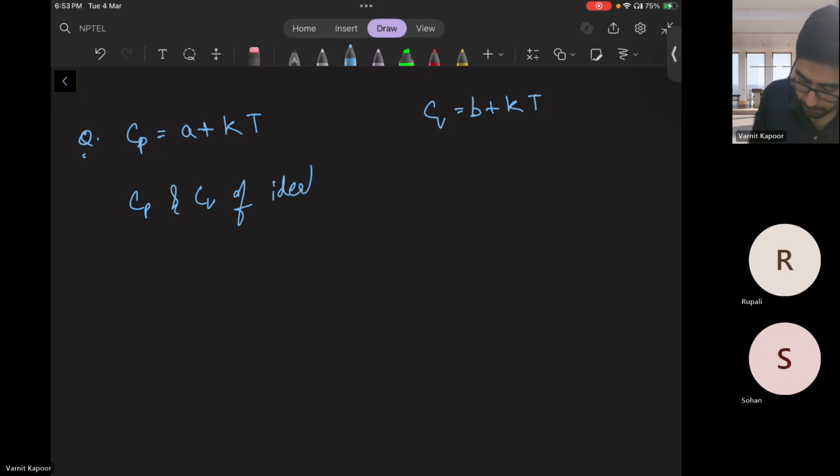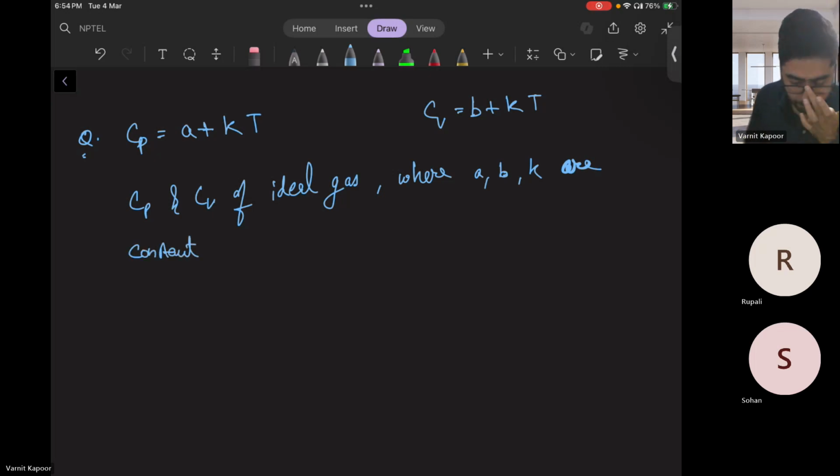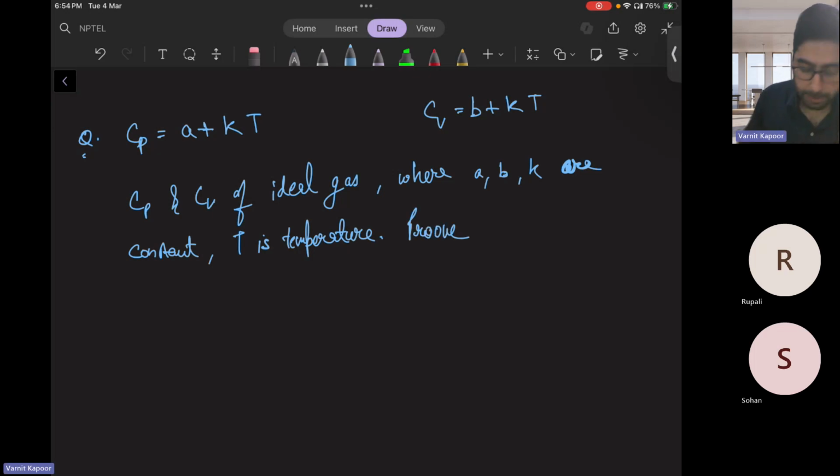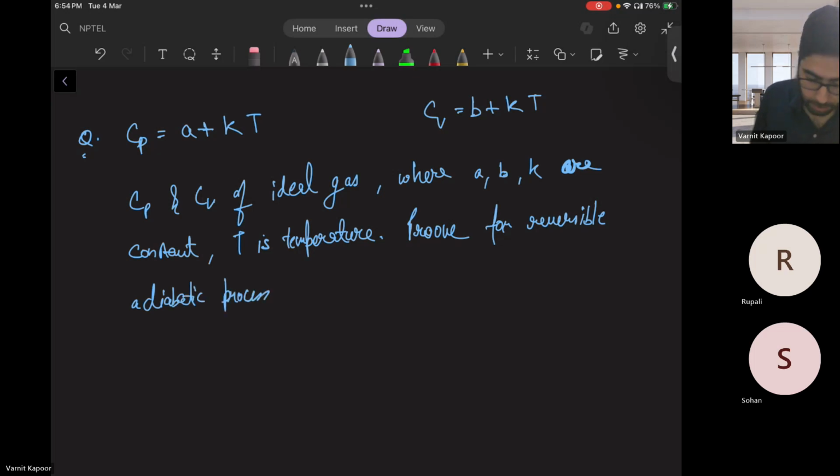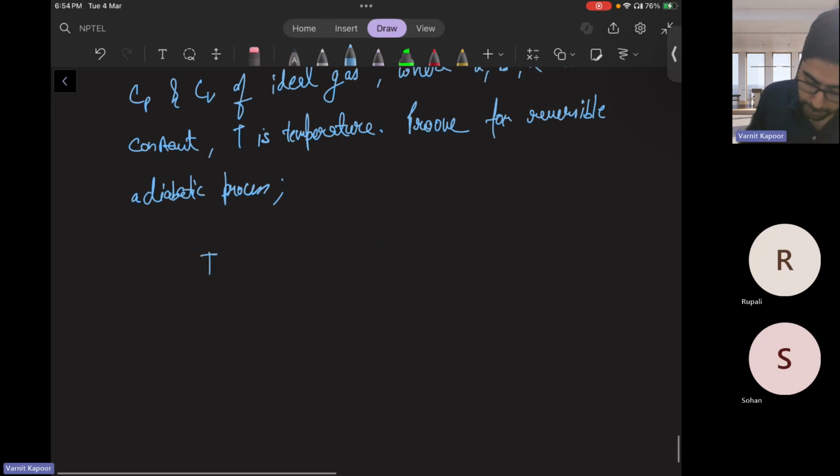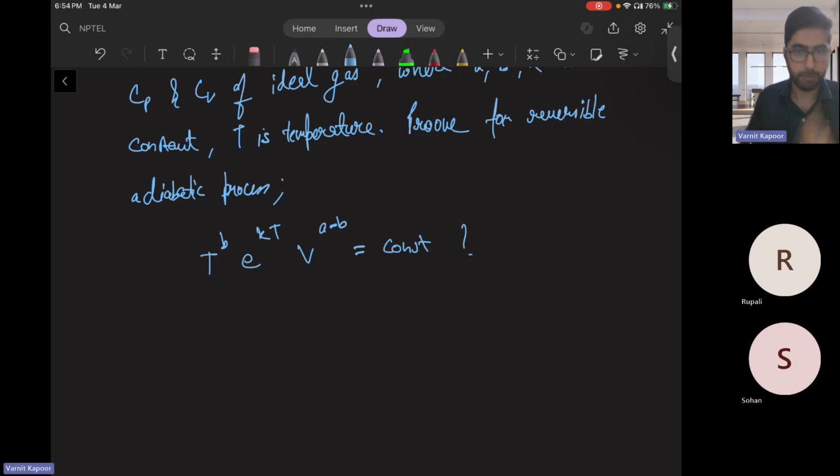For an ideal gas, where A, B, K are constants and T is the temperature, you need to prove for a reversible adiabatic process that T to the power of B into e to the power of KT into V, that is volume, to the power of A minus B, is equal to constant. This is your question to prove.